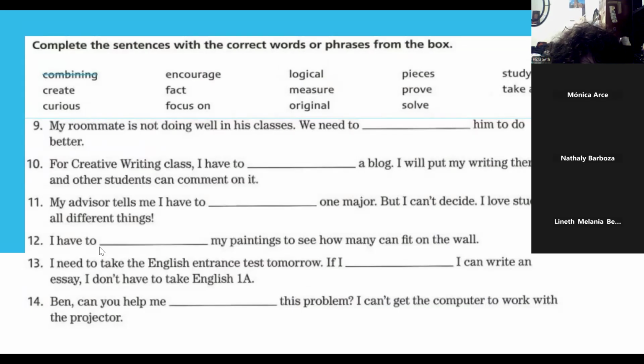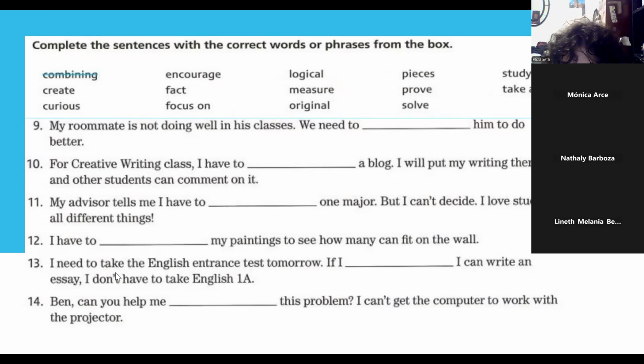I have to measure my paintings to see how many can fit on the wall. Not original. Measure. I have to measure. Tengo que medir las pinturas to see how many fit on the wall.